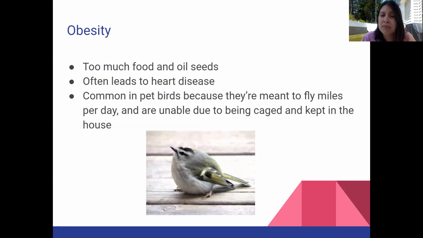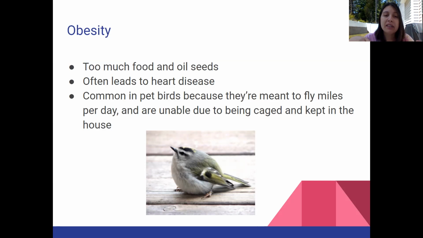Obesity is also really common, especially in exotic birds, because you're giving the bird either too much food or too many oil seeds like sunflower seeds or peanuts. You're giving them too much food, too many oil seeds, and often obesity ends up leading to heart disease. Heart disease is really, really common in birds because in the wild, naturally, birds are meant to fly miles a day. So they can eat whatever they want because they're literally going miles a day.